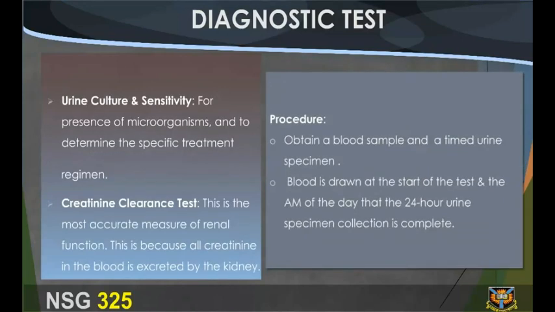Urine culture and sensitivity for presence of microorganisms and to determine the specific treatment regimen. Creatinine clearance test. This is the most accurate measure of renal function. This is because all creatinine in the blood is excreted by the kidney. Procedure. Obtain a blood sample and a timed urine specimen.